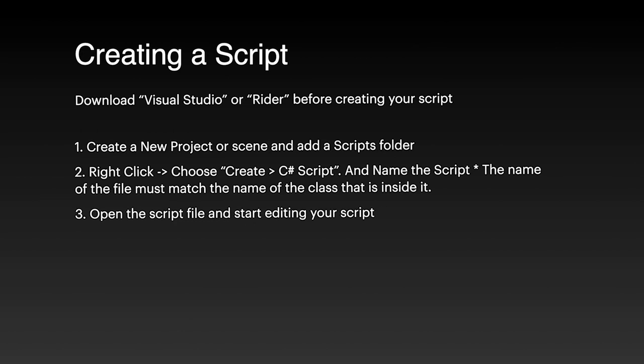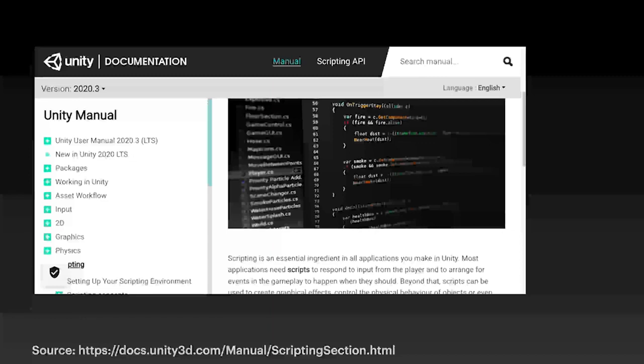The second step is to right click, and you can create a C# script from the drop down. Then remember to name your script, and your script name and its class need to match, which means the script's name and the class of the script need to be the same. Number three, open the script file and start editing your script.